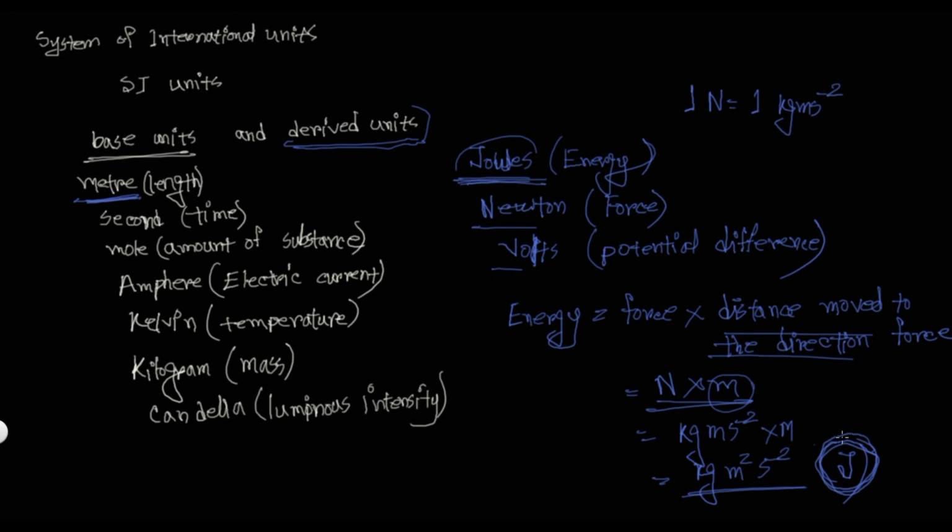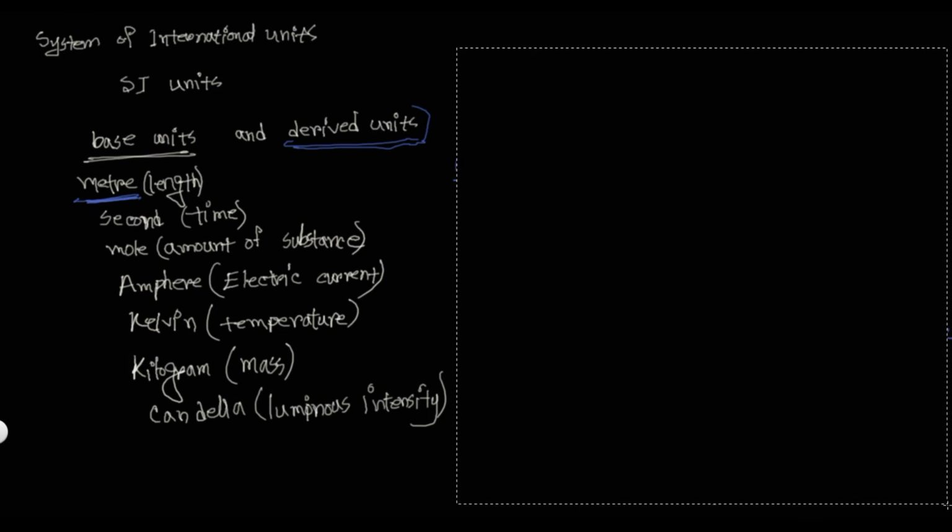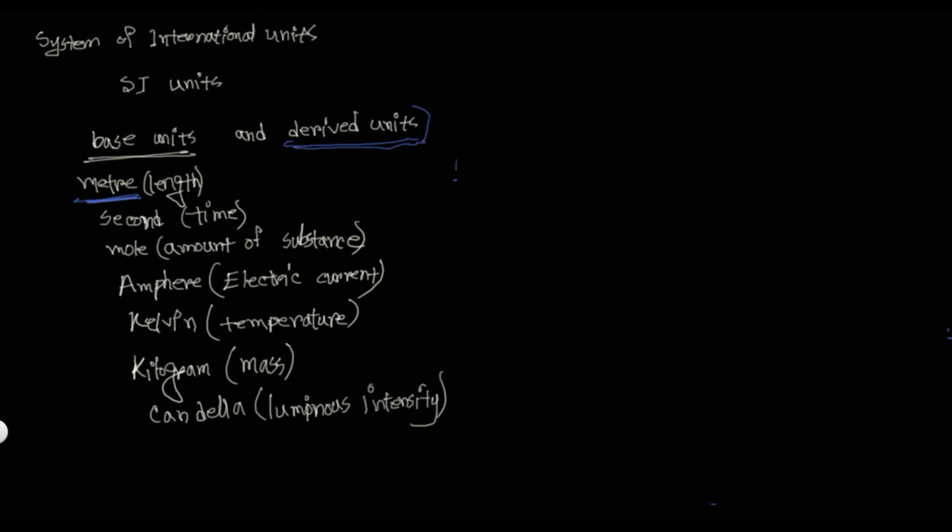Now let's convert volts into base units, as we have already converted Newton into base units in this calculation. So I think you got how to convert Newton, and it's very simple. So let's convert now the volts. Okay, now I'll convert volts into SI units.